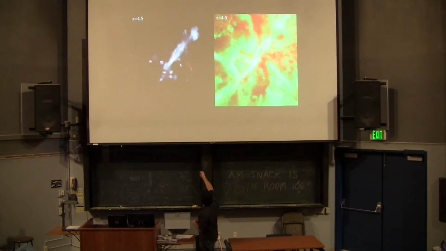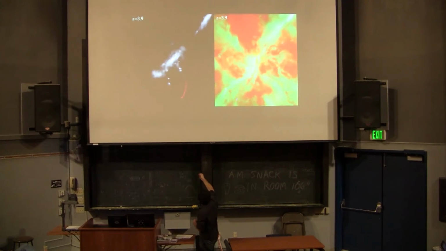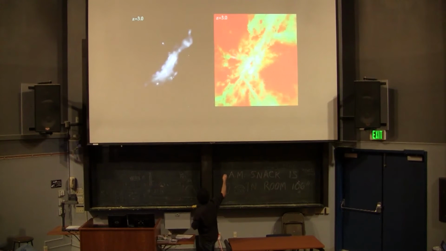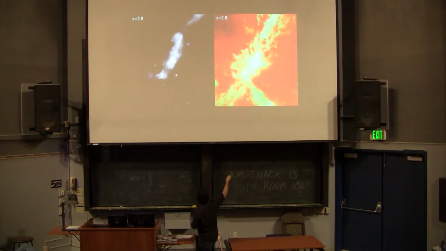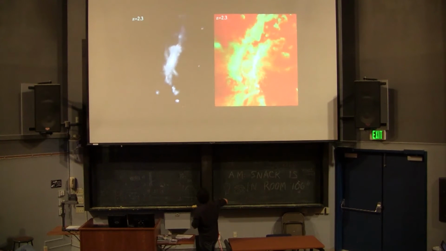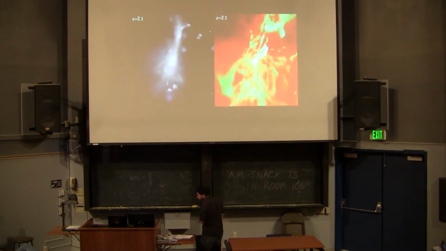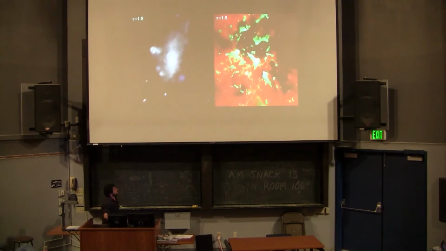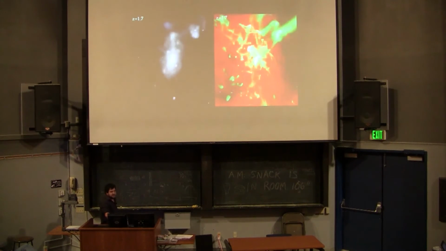This is a mock SDSS UGR composite. On the right, the gas is, green is warm ionized gas, red is hot gas above 10 to the 6 Kelvin, and the magenta, which is a little hard to see in the projection, is molecular and atomic gas below 1,000 Kelvin. And you're looking at a region that's a constant physical couple hundred kiloparsecs on a side.